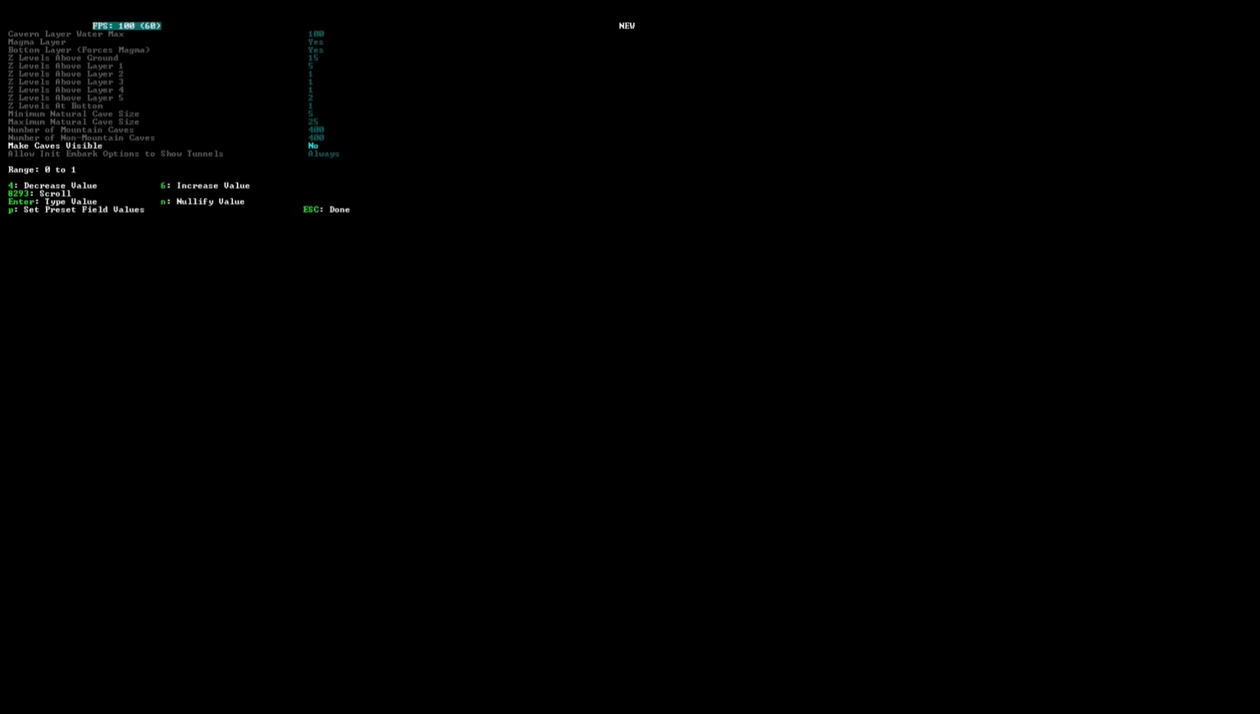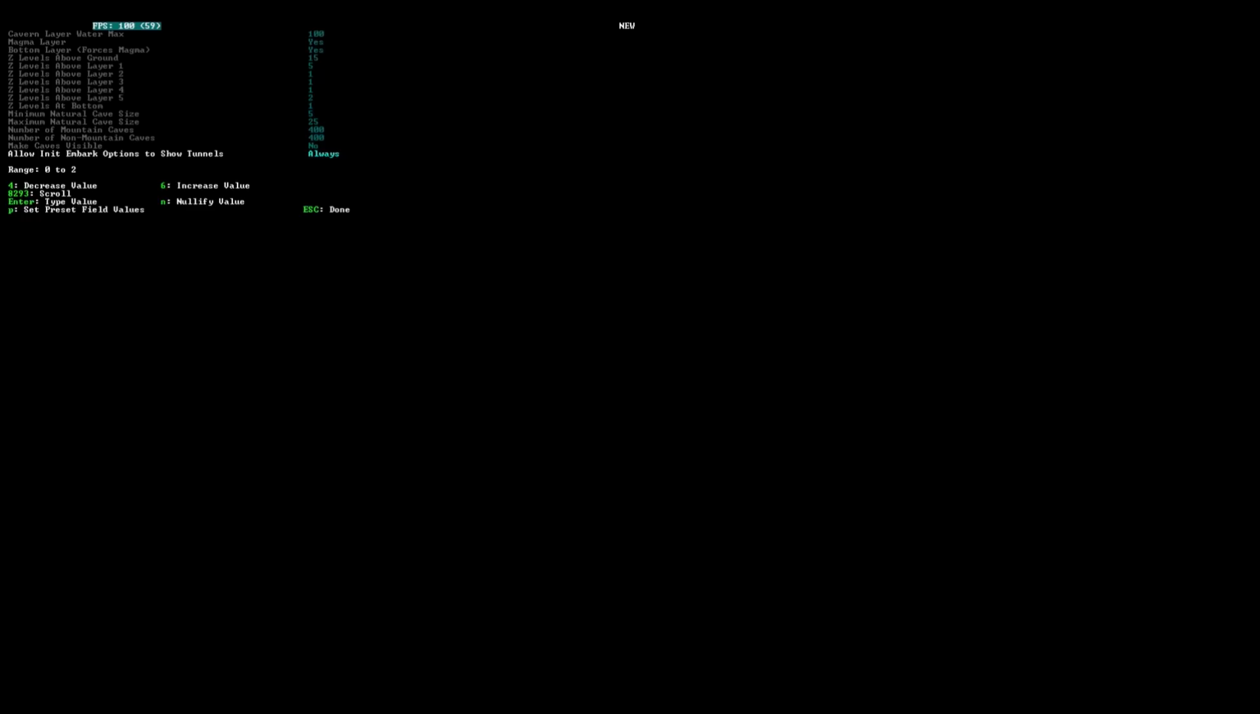Make caves visible. It's no as a default. As you explore it, you'll see it. If set to yes, caves will appear on the map as a little dot symbol, so that they may be sought out, to be avoided or as desired. You can see all this in the Legends viewer as well. So that's up to you if you want to make the kobold caves visible or not.